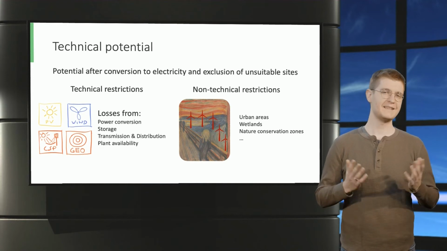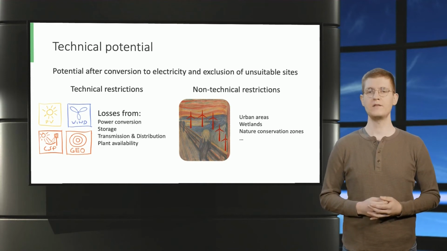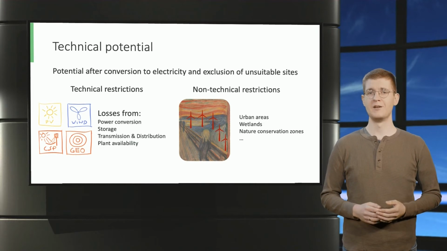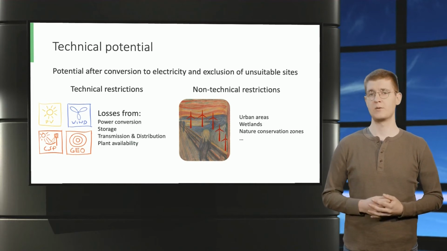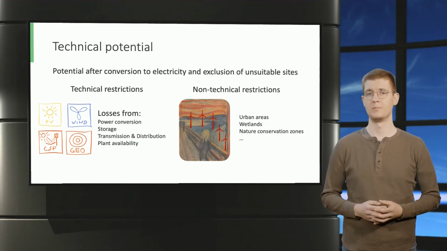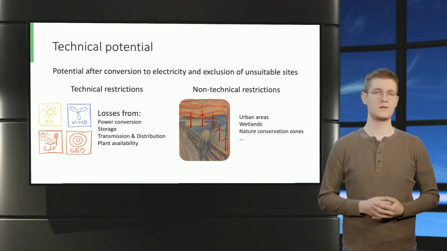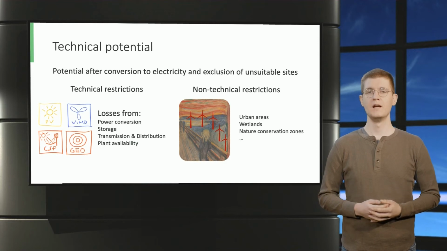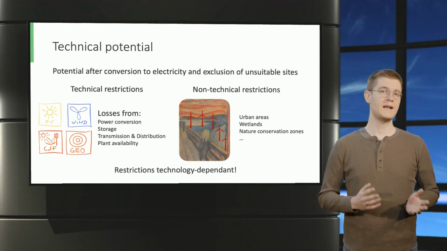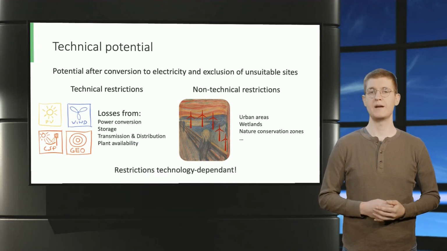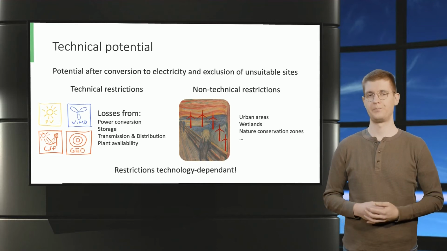For example, technically you could install a wind turbine on a city square, but then there might be resistance from residents affected by the turbine. Other commonly used site selection criteria are nature conservation zones and wetlands. Keep in mind, though, that both technical and non-technical restrictions depend on the assessed technology.